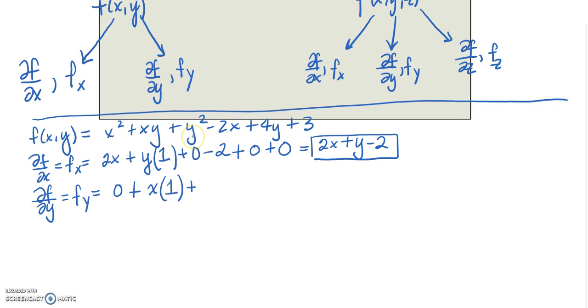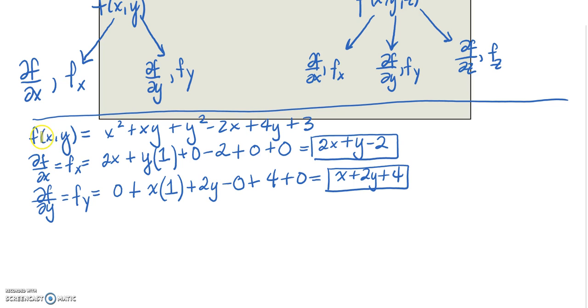Plus, my next term is y squared. Take the partial with respect to y of that, and I get a 2y. Next term is a 2x. Take the partial with respect to y there, I get a 0. Plus partial with respect to y of 4y, I get a 4. Plus 0. And so what do I have here? I have an x plus a 2y plus 4. And that would be my partial derivative of f with respect to y.